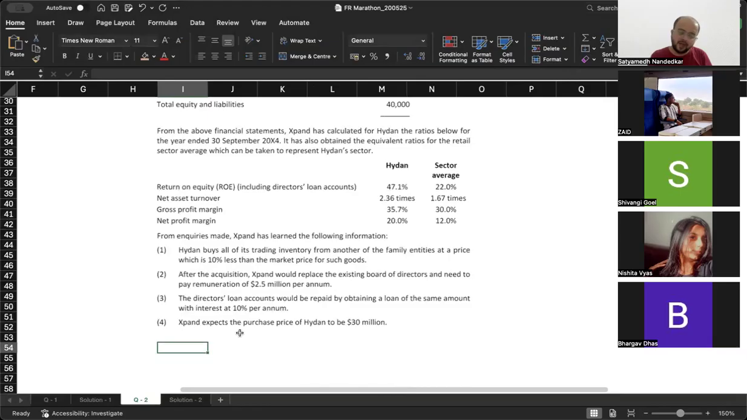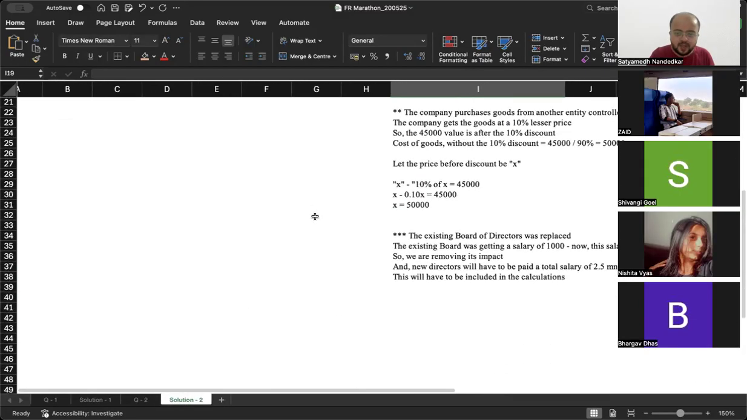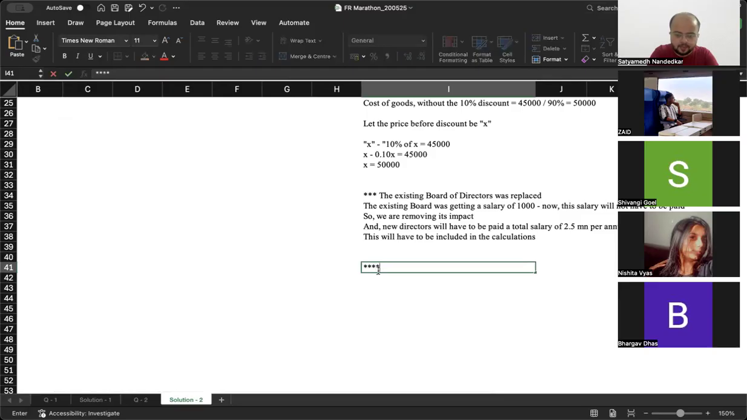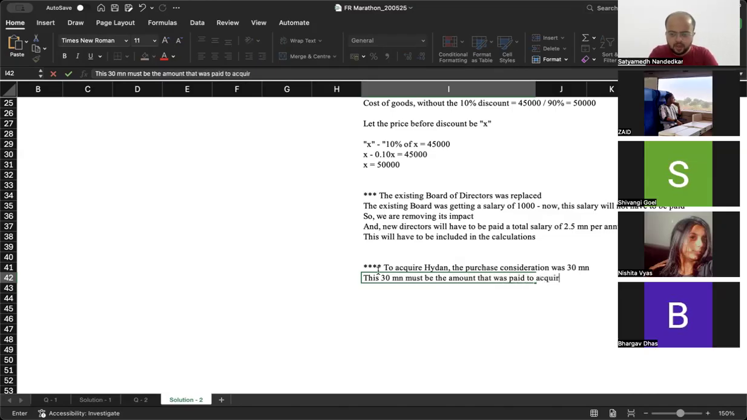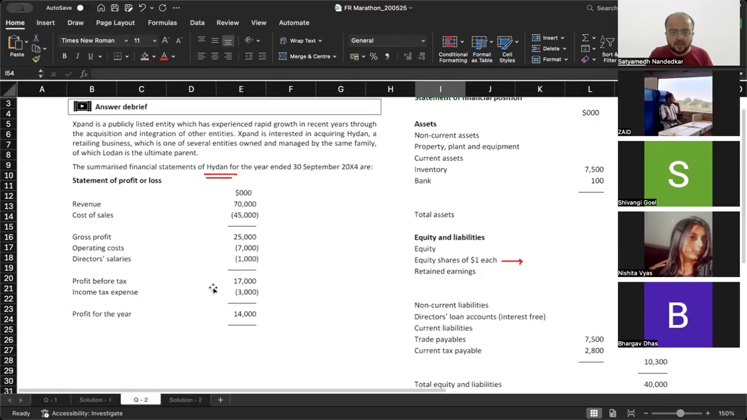Expand expects the purchase price of Hayden to be 30 million. The purchase price paid would form the... What is purchase price? Purchase consideration. So when one entity acquires the equity of the other entity, it paid how much? To acquire the shares, it paid 30 million, right? So let's mention that part. To acquire Hayden, the purchase consideration was 30 million. This 30 million must be the amount that was paid to acquire equity shares of Hayden. Okay, my common sense is also telling me that.